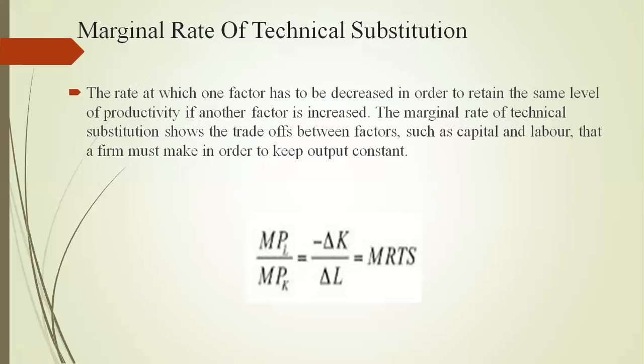is also possible. So it will be called your marginal rate of technical substitution, MPL over MPK, marginal productivity of labor divided by marginal productivity of capital. This is the formula, minus delta K over delta L. Why is this minus sign coming? Because a negative change is happening in one factor. Here in this case, capital is changed by minus. So it will be called your marginal rate of technical substitution.